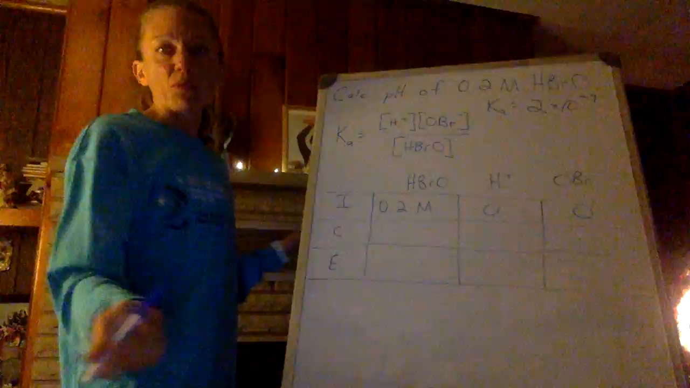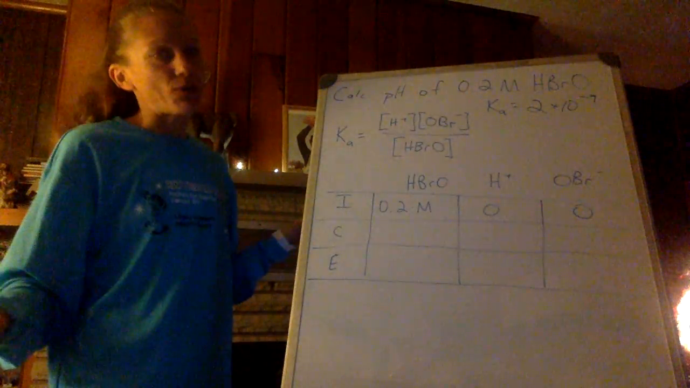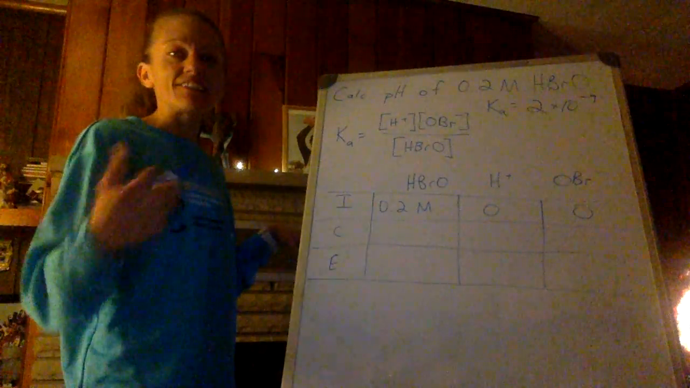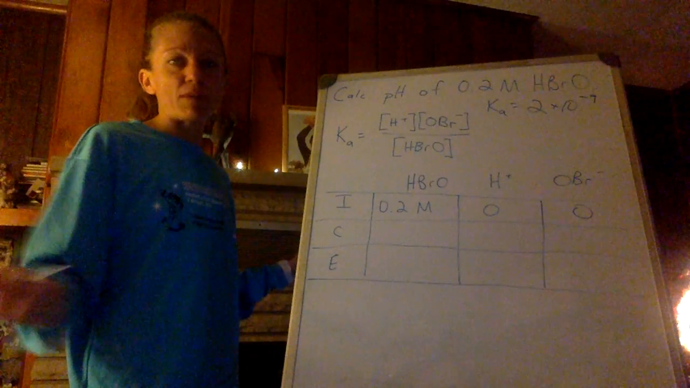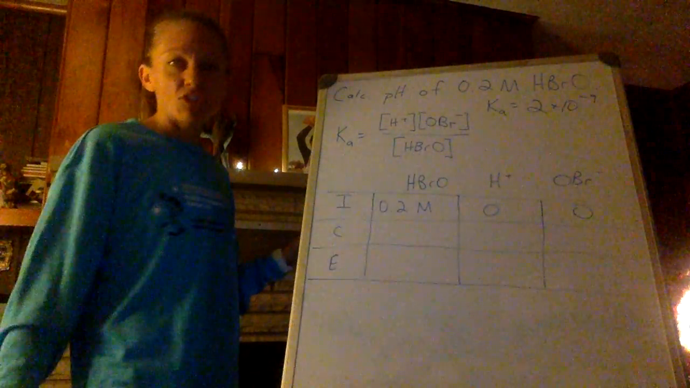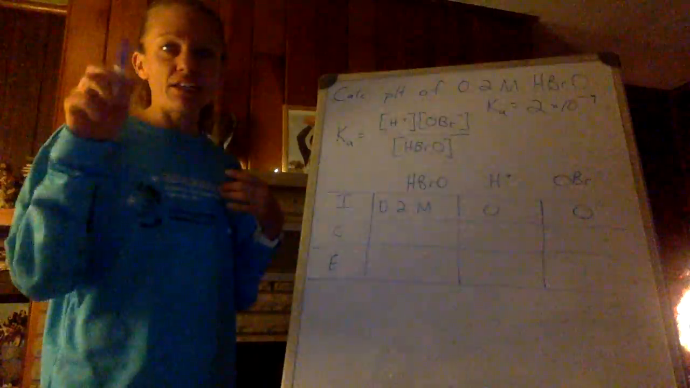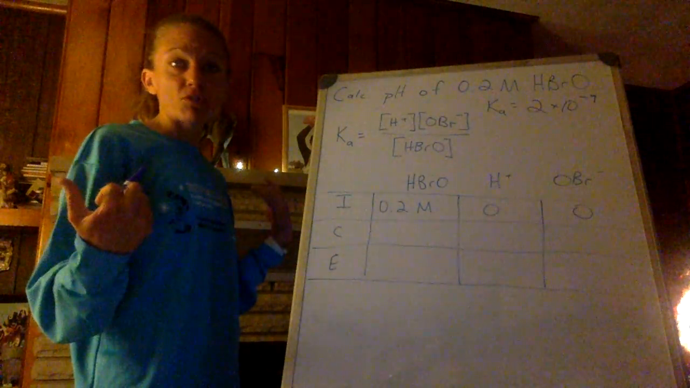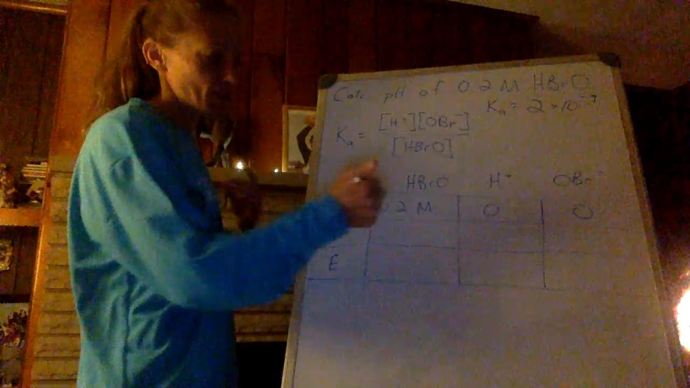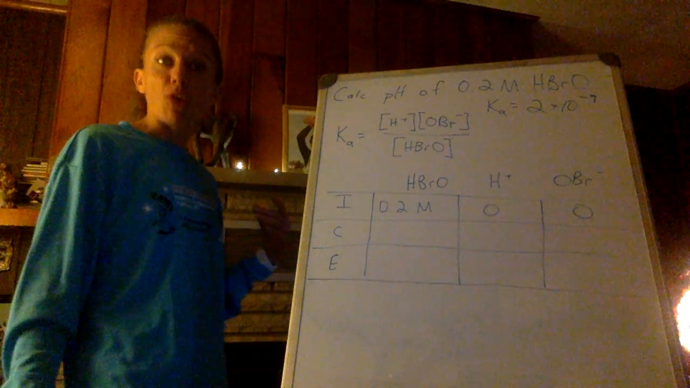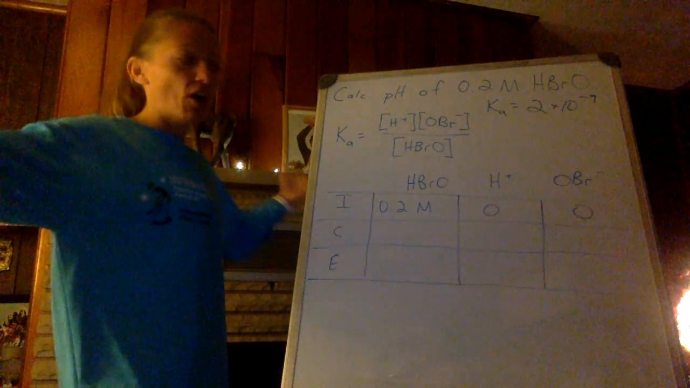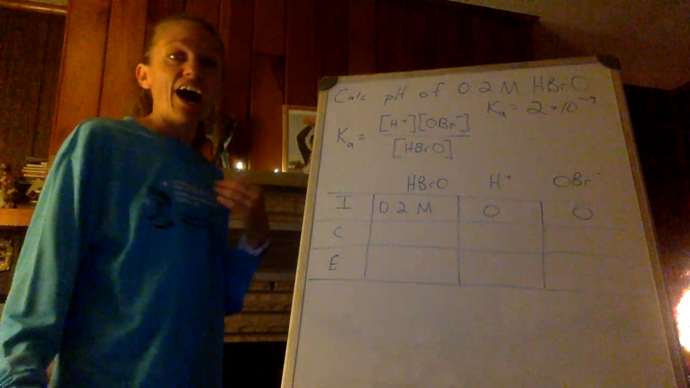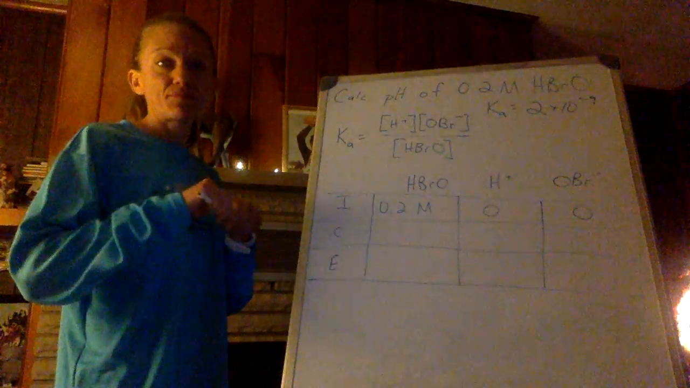H3O plus or H plus. OBr minus, I don't know why not BrO minus, whatever. I guess the negative charge truly goes to the bromine, but I don't often bother to shift that around. My initial concentrations, where I'm starting with, you know this, 0.2 molar from my problem, and I throw it in water, so I start off with this and none of either of those. Time for change.